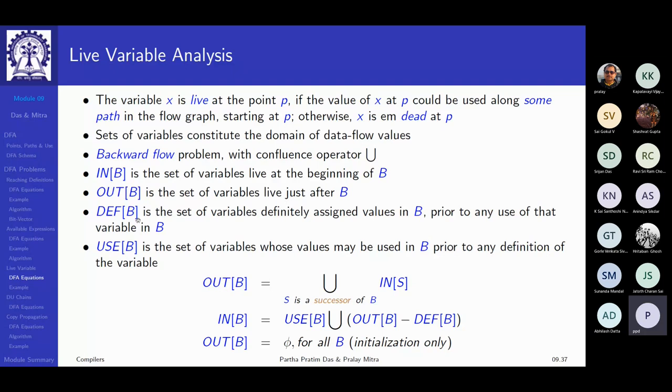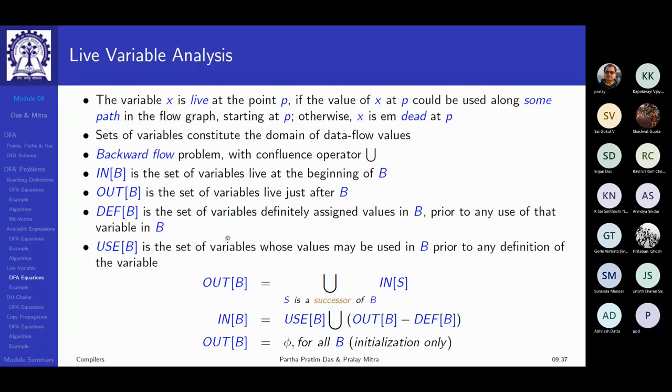That is, use is a set of variables whose values may be used in B prior to the definition of the variable. Because that means if a variable may be used in a basic block before being defined in that basic block, it must have been live. It has to be live on entry to the basic block. Right? So those are the variables generated as potential for live variables.